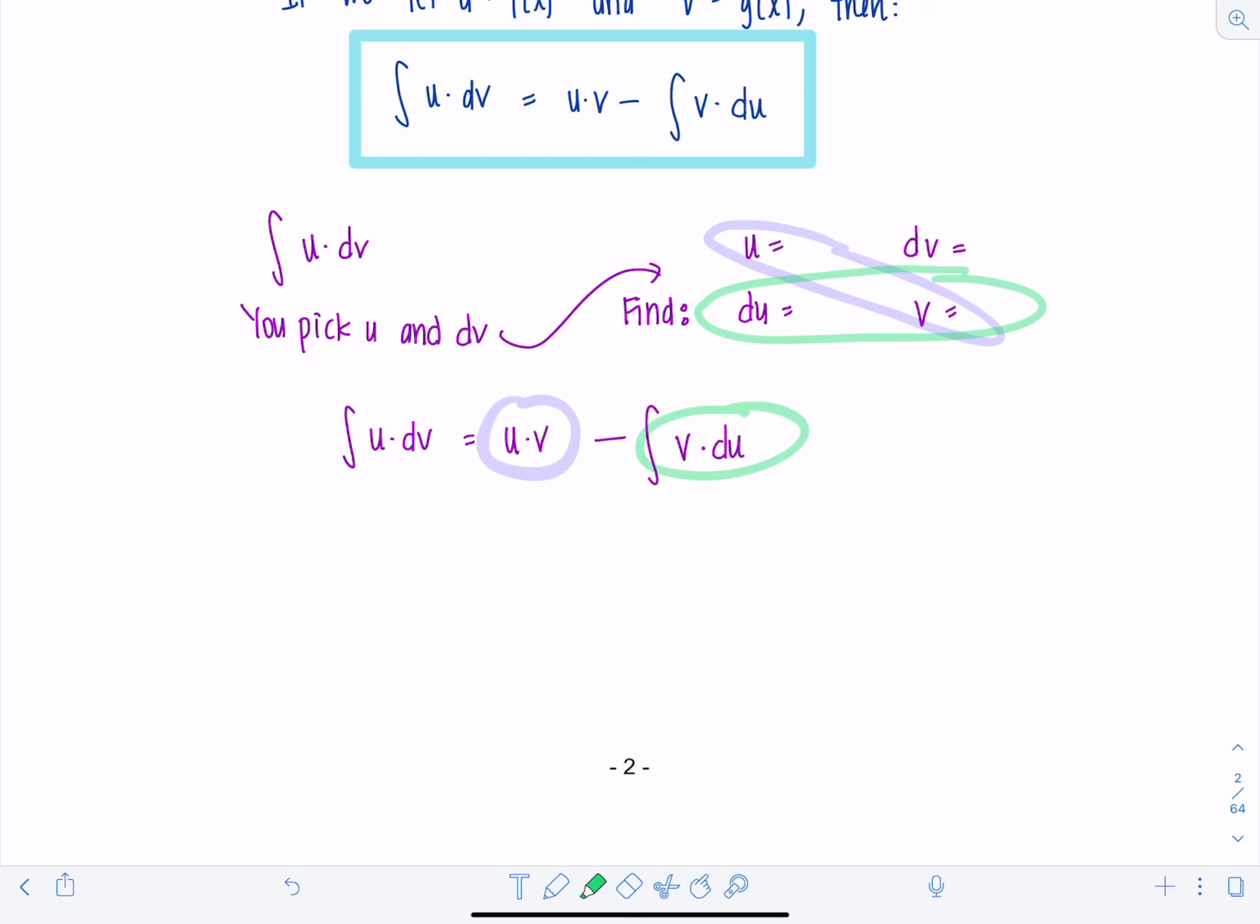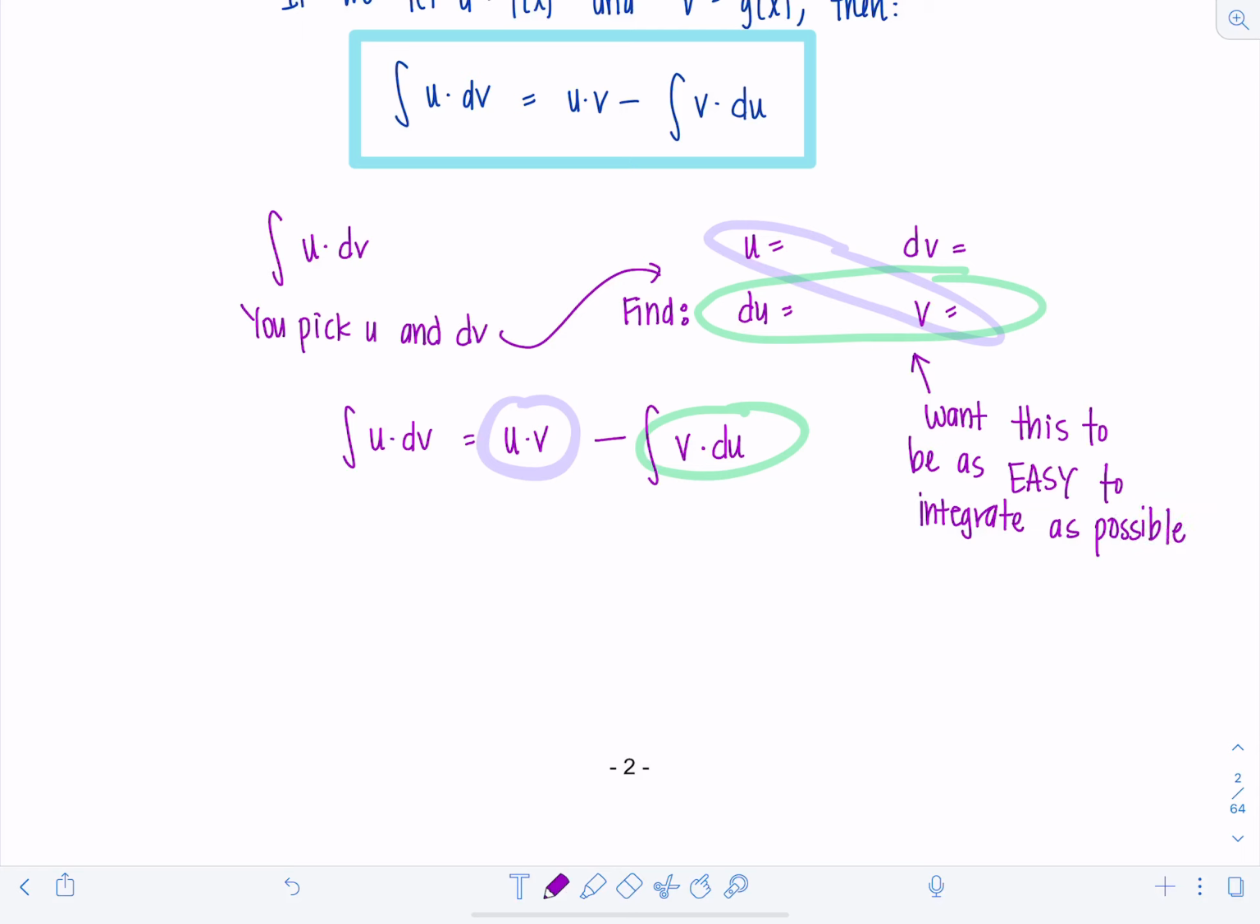So what does that mean? You want this product here to be as easy or friendly to integrate as possible. And that'll help you when you're trying to choose u and dv. Okay, so I'll talk you through the process. That'll probably be the hardest part, and don't worry, it's totally normal to set them up wrong the first couple times and then you'll have to erase your work, okay? It's not the end of the world.